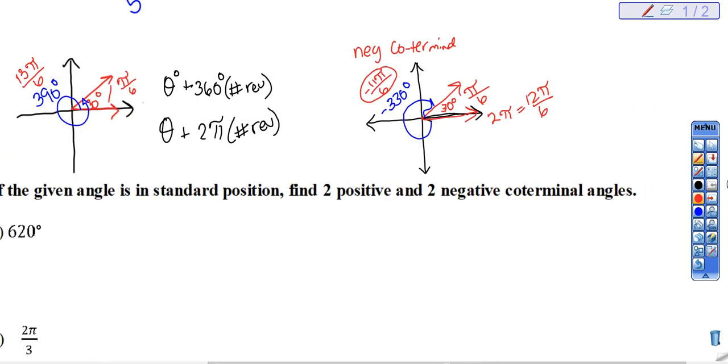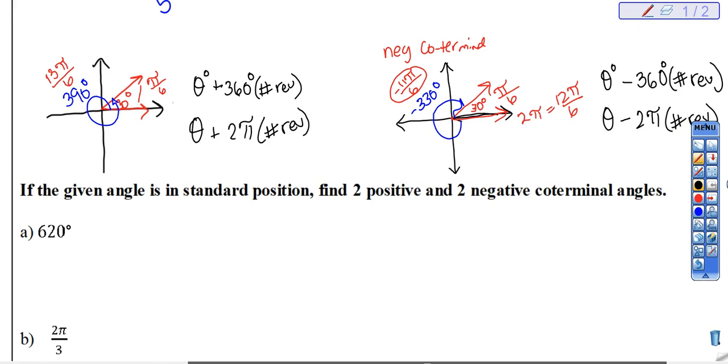So what could be our generalized statement? If we're finding negative coterminal angles, we're going to start with theta degrees, and we're going to subtract 360 degrees times the number of revolutions, because we're going in a negative direction. Make sure that says 360 degrees, because I can say words sometimes, forget degrees, and we're saying radians. Or theta radians minus 2 pi times the number of revolutions. Just remember that you always start on the given angle, and you either add 360 or you subtract 360.